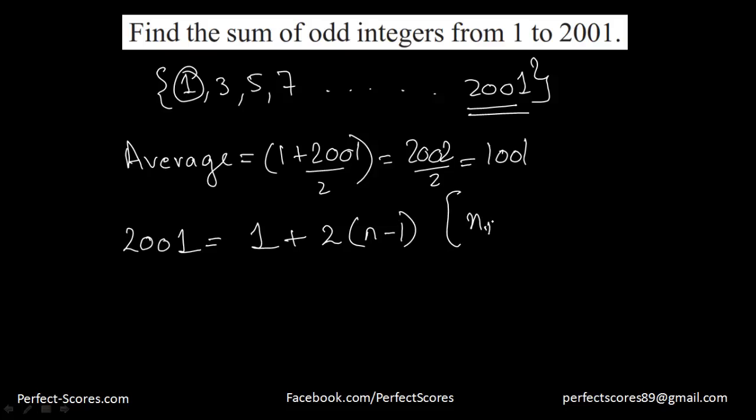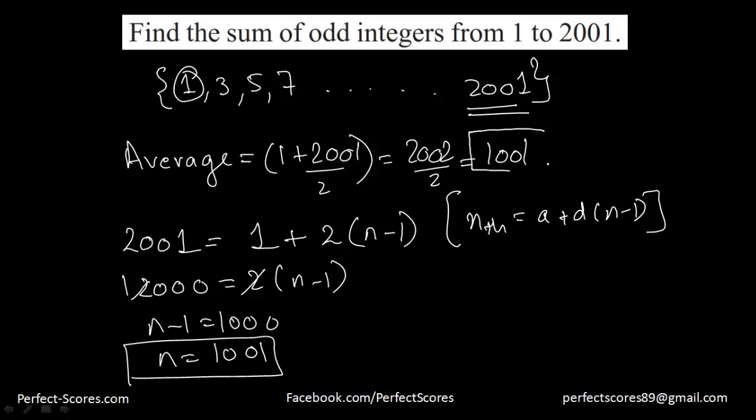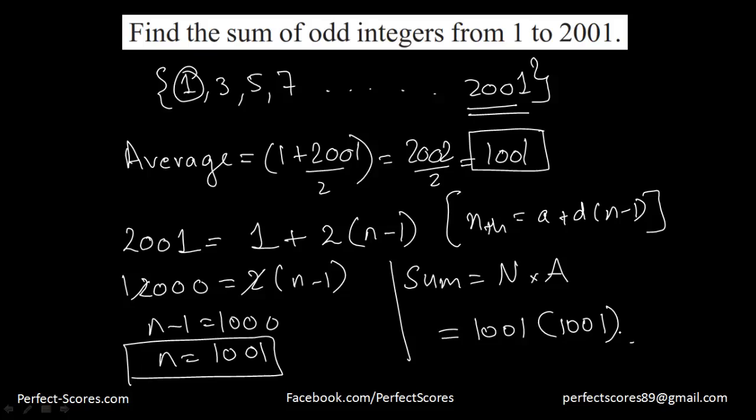What I've used here is that the nth term is equal to a plus d into n minus 1. So this 2000 is going to be equal to 2 times n minus 1, and n minus 1 is going to be equal to 1000. That means n is equal to 1001. Now I have the number of terms and I have the average. That means the sum is going to be equal to the number of terms into the average. That is going to be equal to 1001 into 1001. So I suppose you've understood what I'm trying to say here, guys.